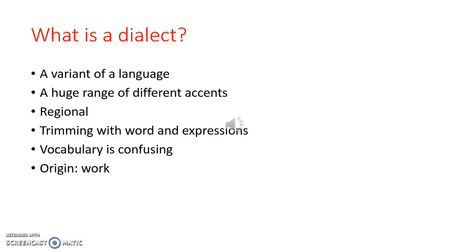Also, it's most of the time regional, and it comes with a lot of words and expressions. And these go back to their linguistic roots. For instance, in Britain, that is the Celtic, the Latin, the Norman roots. The vocabulary can be rather confusing for some people because they don't have these expressions or words in their dialect or language. And the origin is, for instance, work. If your city was a city that used to have a lot of factories, then some words from that time are implemented in your dialect.